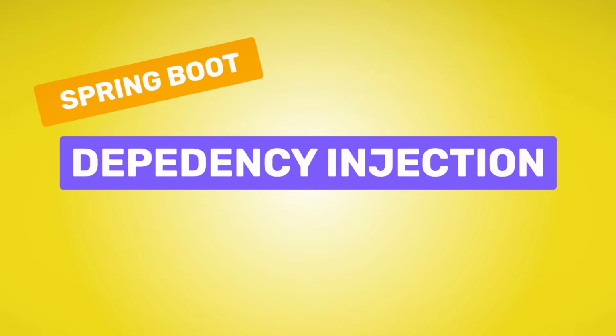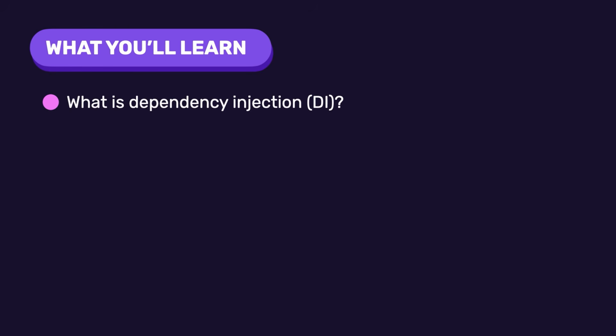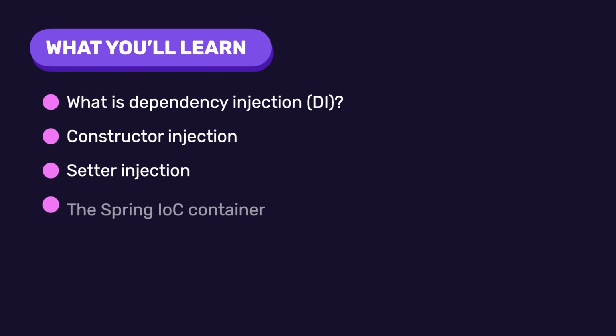One of the core features of the Spring framework is dependency injection. It's a powerful concept that is used in real-world applications. In this section, we'll start by breaking down what dependency injection is, why it's important, and how it helps make your code cleaner and easier to maintain. You'll learn how to implement it using constructors and setters. We'll then dive into how Spring Boot handles dependency injection using the IoC container.